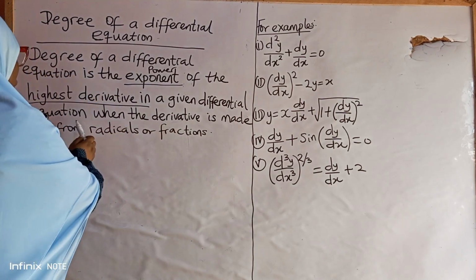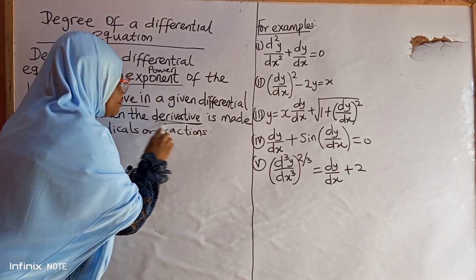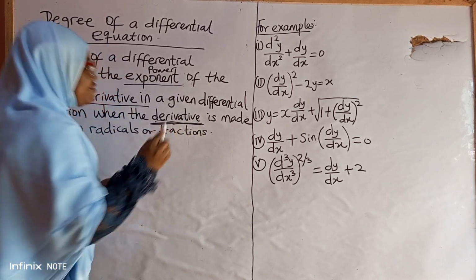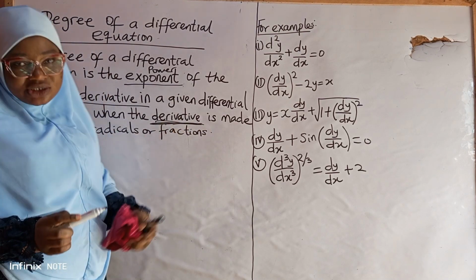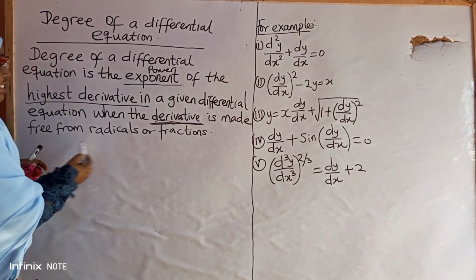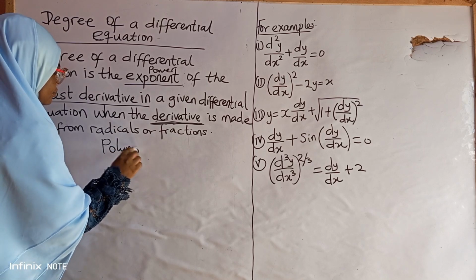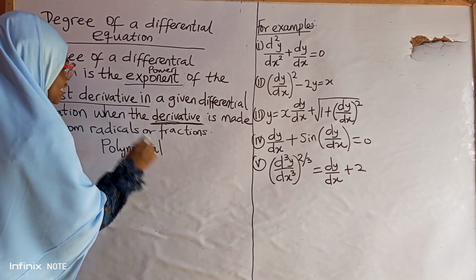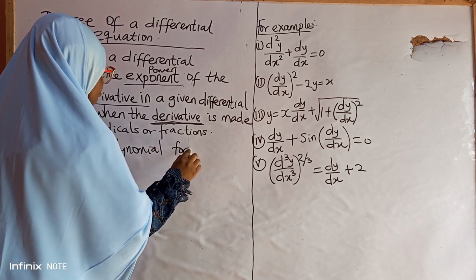In a given differential equation, when the derivative is made free from radicals or fractions. What do I mean by that? That is, everything has to be in polynomial form. Polynomial form, that is the derivative. The derivative has to be in polynomial form.